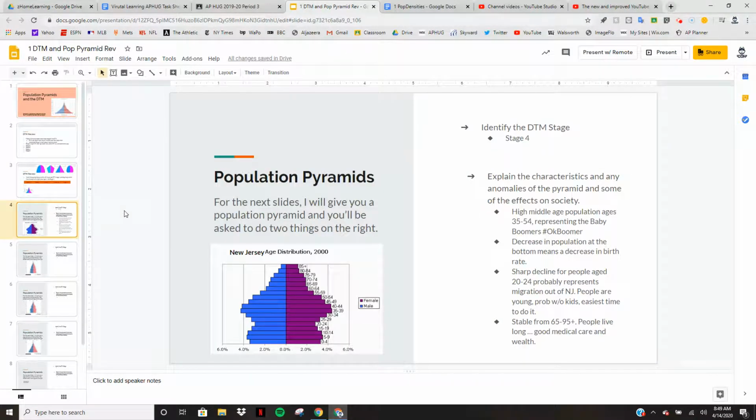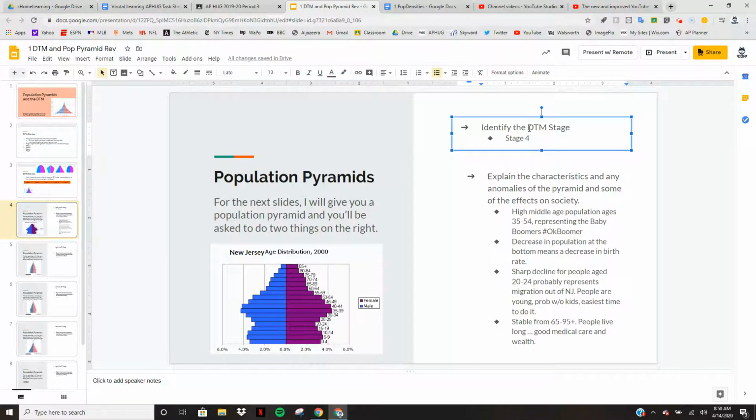And then the final thing that I'm going to ask you to do is to go in and really start reanalyzing these population pyramids. I told you guys back when we started studying these that they really tell you a story. I always like to say that they tell you a story behind wherever it is we're looking at. In this example, it's a New Jersey population pyramid from the year 2000. And what I want you to do is first identify the stage. So I'm putting this as a stage 4.